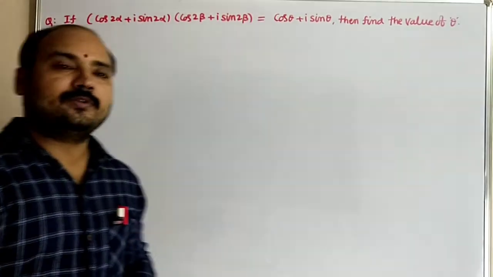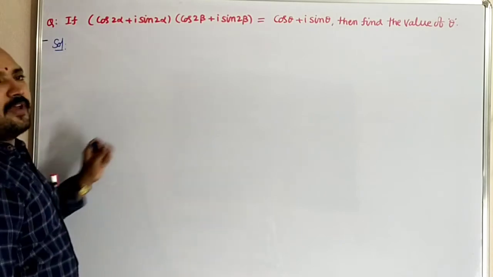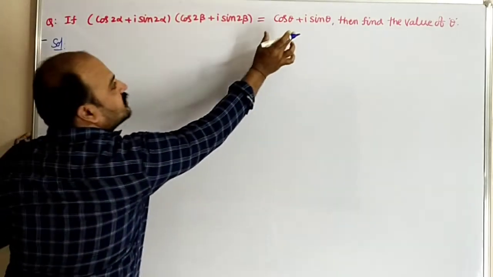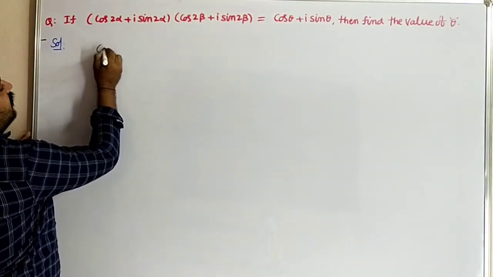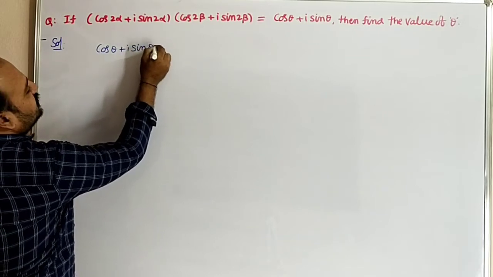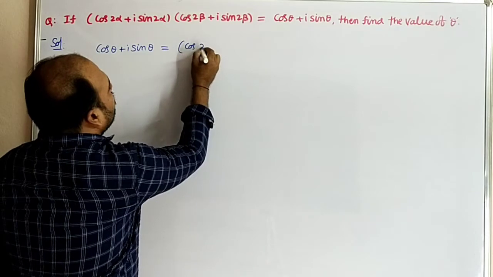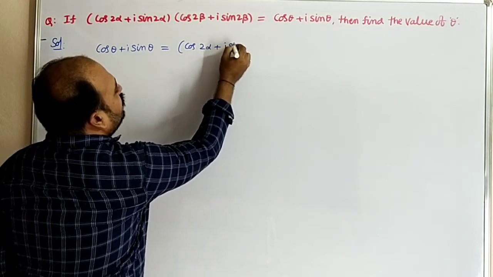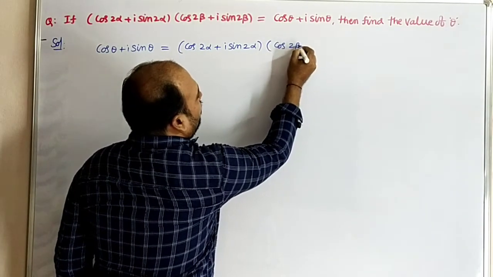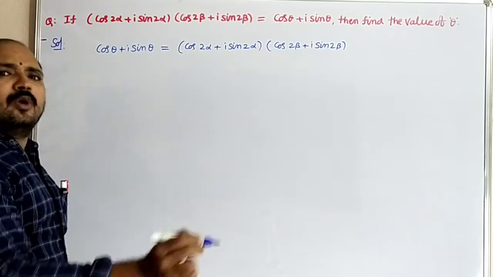The next question. First given, first you have to write this one. Cos theta plus i sin theta is equal to the product of these two complex numbers, cos 2 alpha plus i sin 2 alpha into cos 2 beta plus i sin 2 beta. Actual multiplication you have to do that.